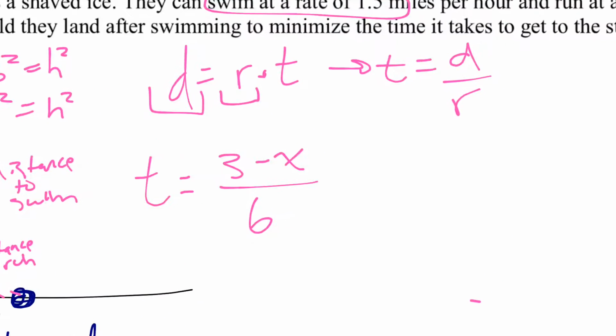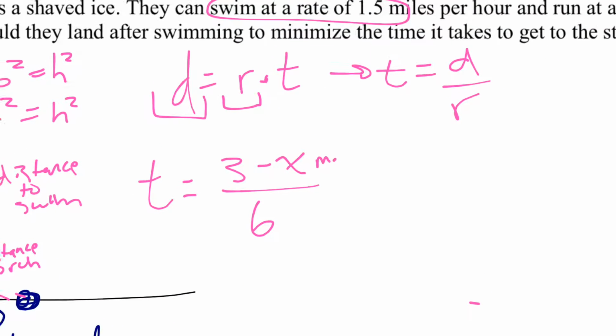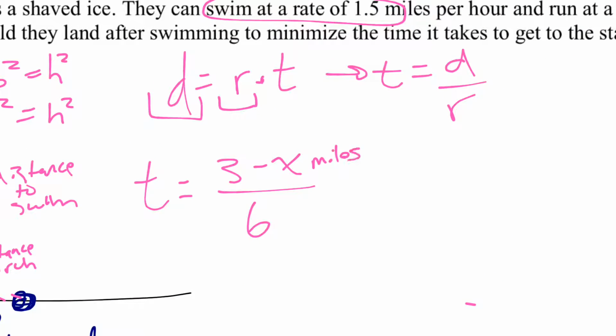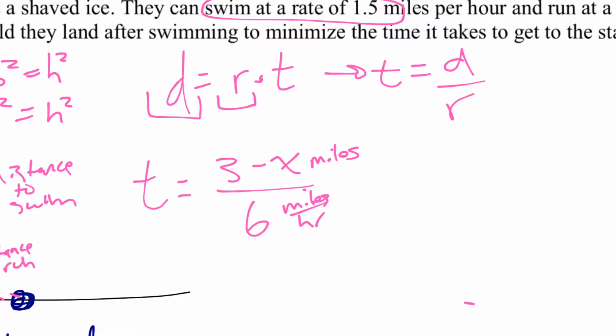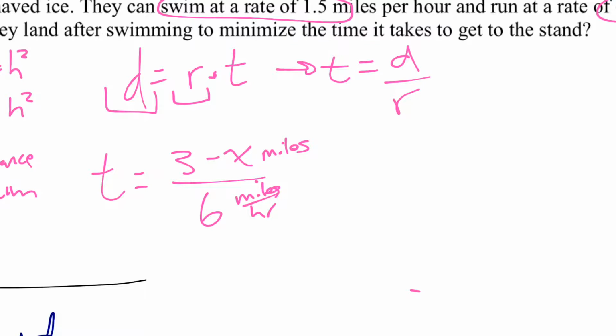Let's talk about units. 3 minus x, we're talking about miles. 6 is miles per hour. So the miles cancel and we're left with hours, because dividing by miles per hour is like multiplying by hours over miles, right? The whole idea of dividing by a fraction is multiplying by the reciprocal. It's working here. So that is going to represent our time on land.